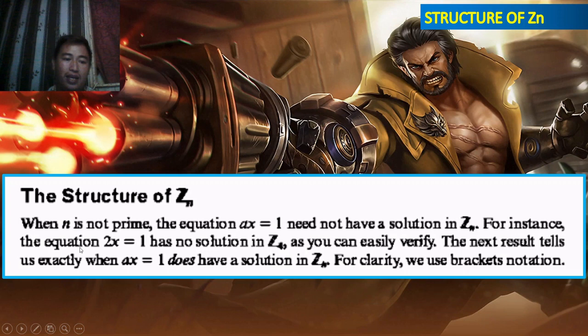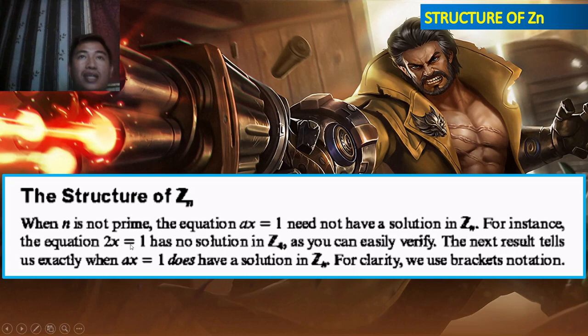Next, for instance, the equation 2x equals 1 has no solution in Z4. Let's check what you can multiply by 2 for x in Z4. The elements of Z4 are 0, 1, 2, 3. 2 times 0 is 0. 2 times 1 is 2. 2 times 3 is 6. What is the remainder when divided by 4? It is 2.